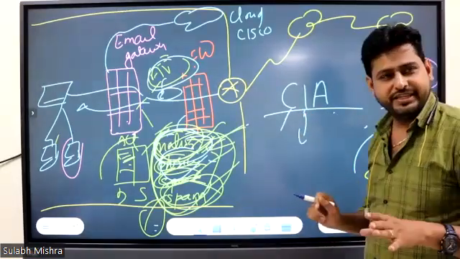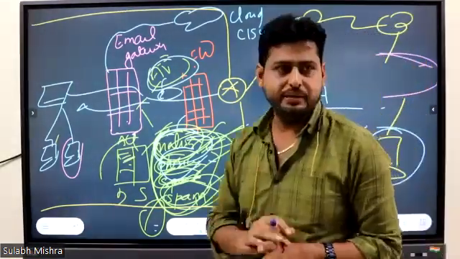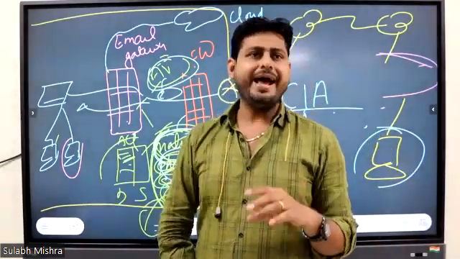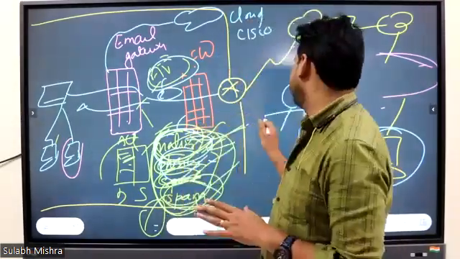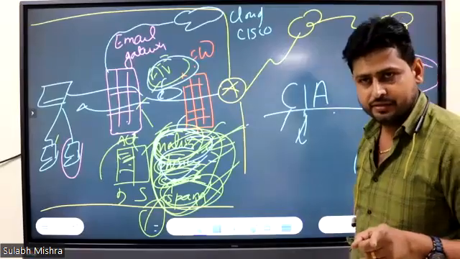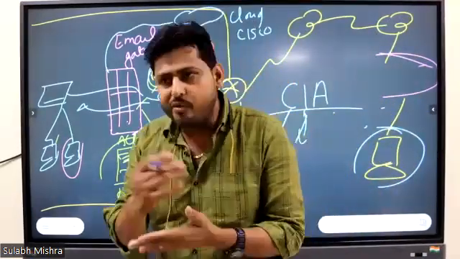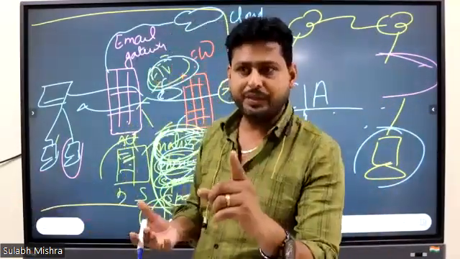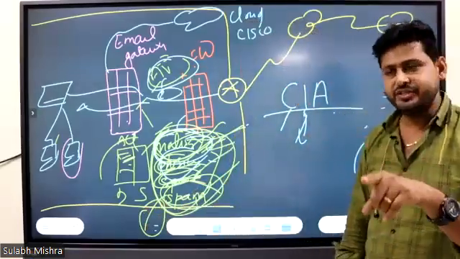C means confidentiality. The data should be confidential, private, and should not be accessed by unauthorized people. That is called confidentiality. Integrity means data should be intact, should not be modified or manipulated by unauthorized people, right? That is again a responsibility of the cyber security team.